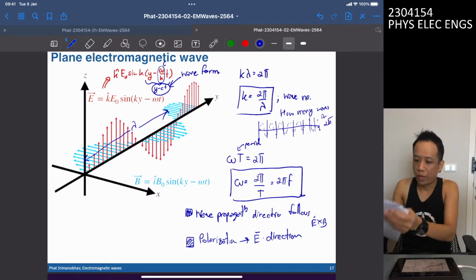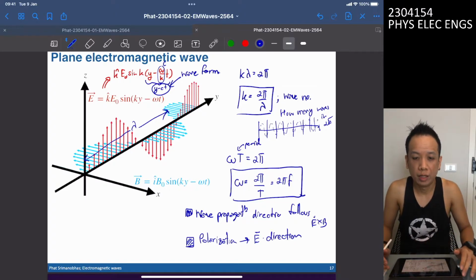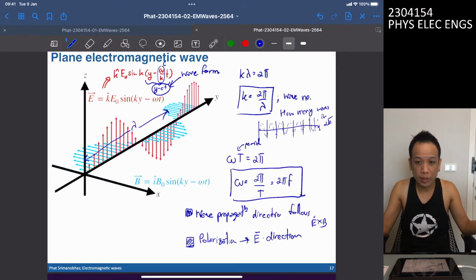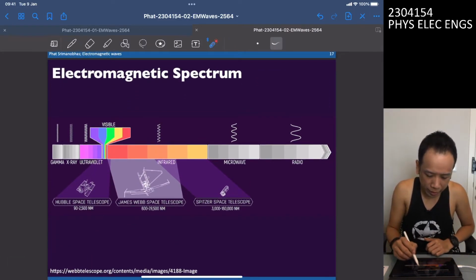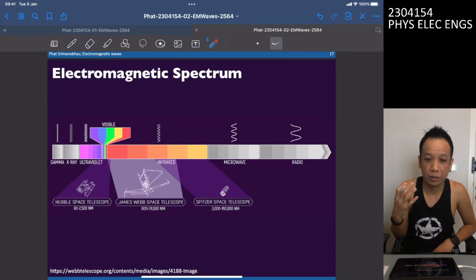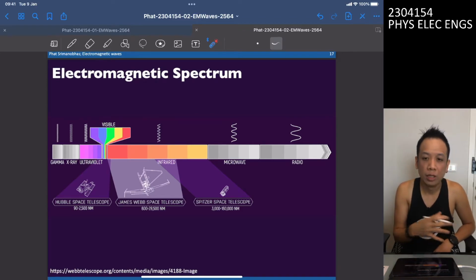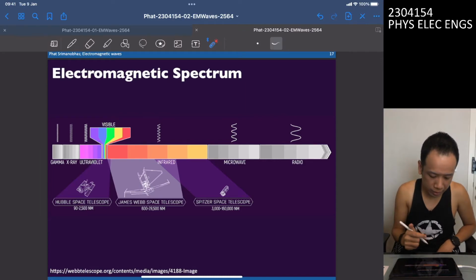Okay, so this is the wave. In the electromagnetic wave, you have a wide range of frequencies, so it covers several things. If you look at the spectrum of the electromagnetic wave, what you're familiar with is the visible, because this is the light that you see. It's the rainbow that comes out of the prism when you put white light through the prism, right? So this is what you know.